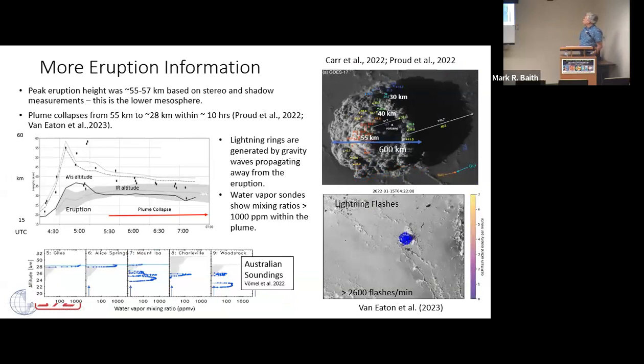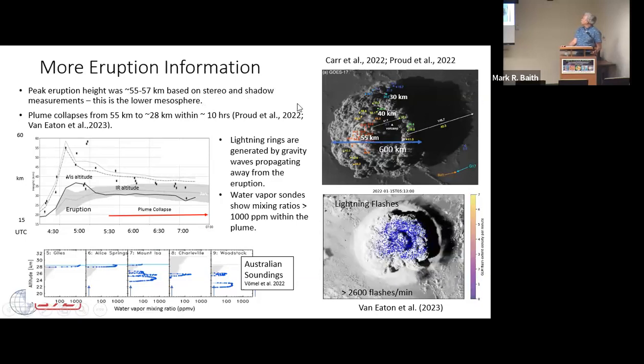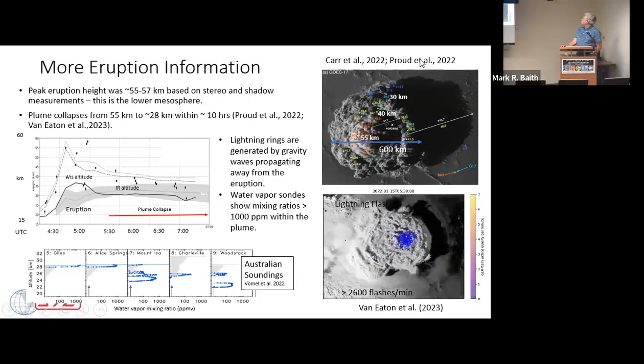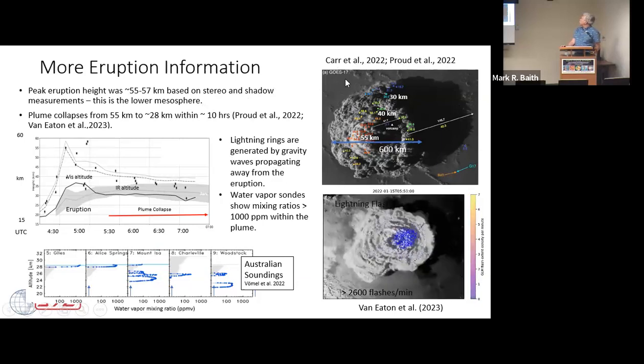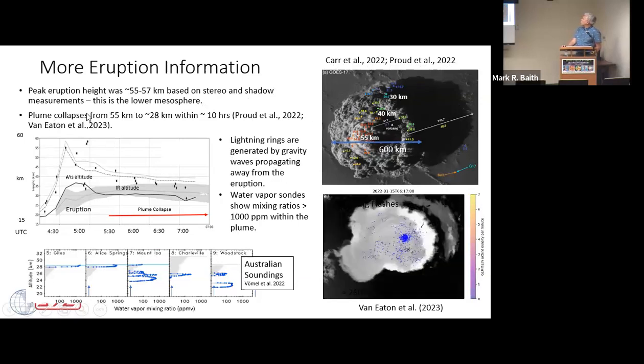So here's some more eruption information. The peak eruption height was 55 to 57 kilometers based on stereo and shadow use. Here's a shadow example of the eruption cloud. This is Carr in 2022, and Proud in 2022 also documented this height. They agreed on the height.